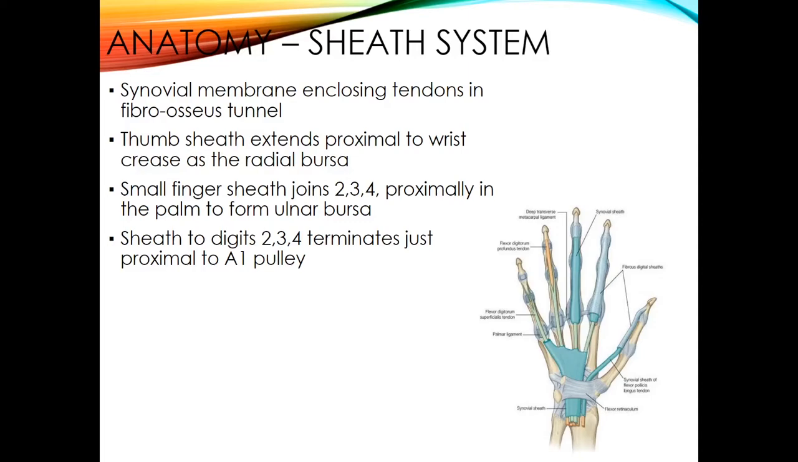These sheaths terminate just proximal to the A1 pulley in the index, middle, and ring fingers, but again, the small finger and thumb extend all the way proximally and have a potential space communication between the thumb and the small finger.